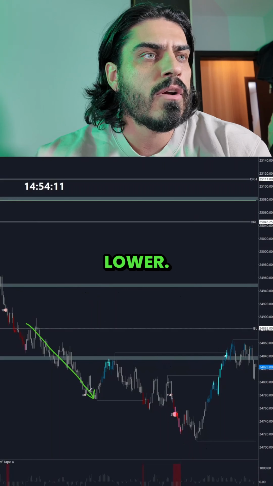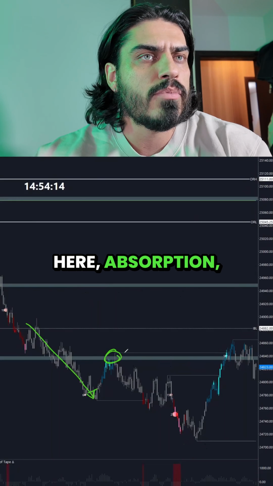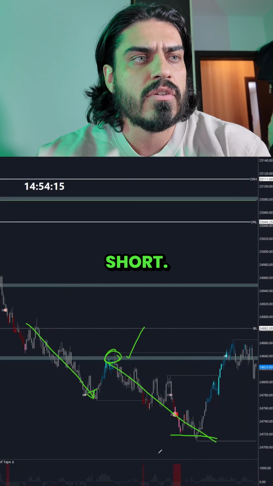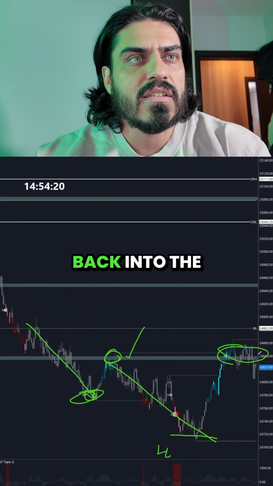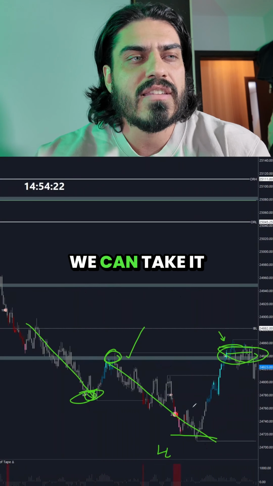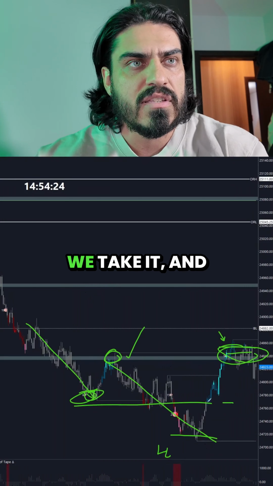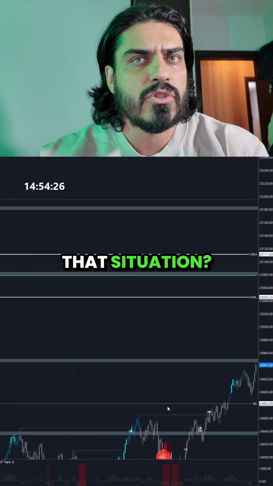So we extend lower, we come back over here, absorption. Okay, fantastic. We take the short. There's a lower low compared to this most recent low of the impulse. You come back into the same area, there's absorption. Okay, we can take it again. There's lower lows. Fair enough. We take it. And what happens from that situation?